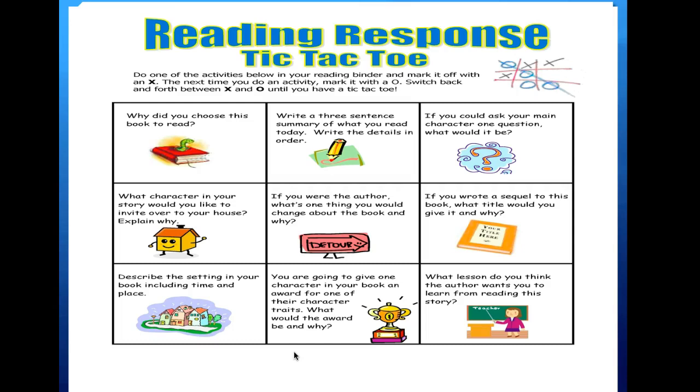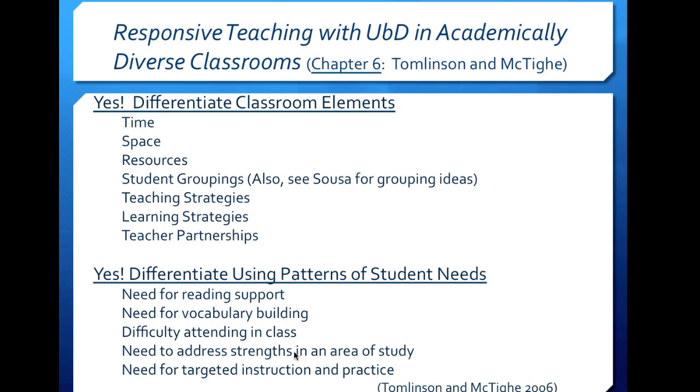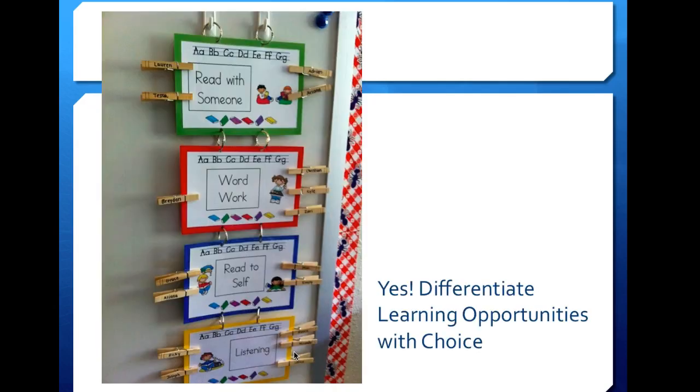Here's a tic-tac-toe for reading response. You're going to differentiate classroom elements. You're going to differentiate patterns of student needs. Here's an example of learning opportunities with choice. These are small children, so they have to go through all of these, but they get to choose when they do them, and they go through that during the day or during the week.